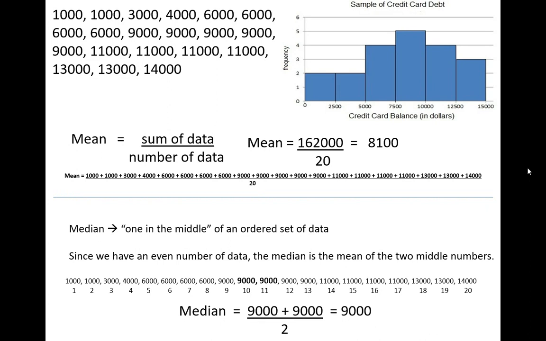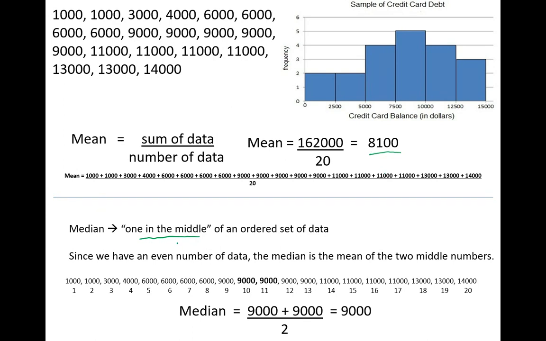All right, here they've given us a definition. The mean is the sum of the data divided by the number of the data. And they got 8,100. Median is the one in the middle of an ordered set of data. Since we have an even number of data, in this case, here's our data, 1,000, 1,000. They picked really easy numbers, similar but not the same as ours. They added all that data up. They got 162,000 divided by 20, 8,100. We got 7935, I believe, for ours.